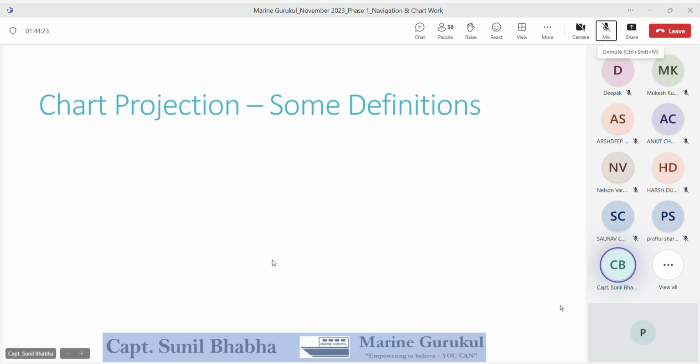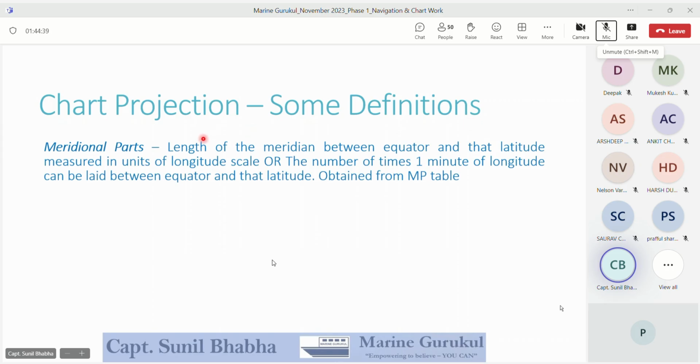Now, before we go into the numerical, let's first understand some of the basic definitions. They really help us in understanding the concepts as well as in the numerical also. The first definition which we have is the definition of meridional parts, in short also known as MP, Mike Papa. So what are these meridional parts? It is the length of the meridian between the equator and that particular latitude.